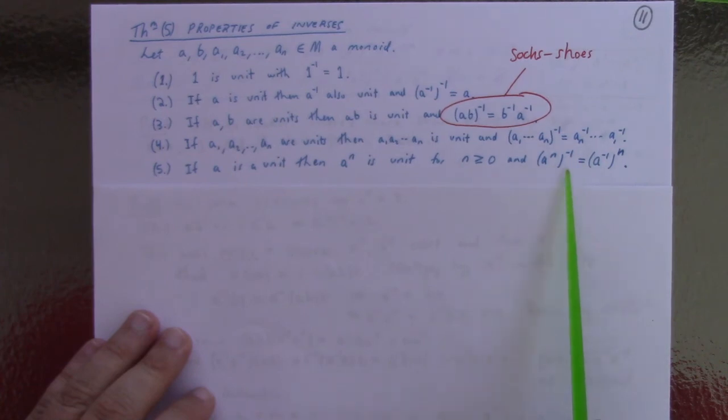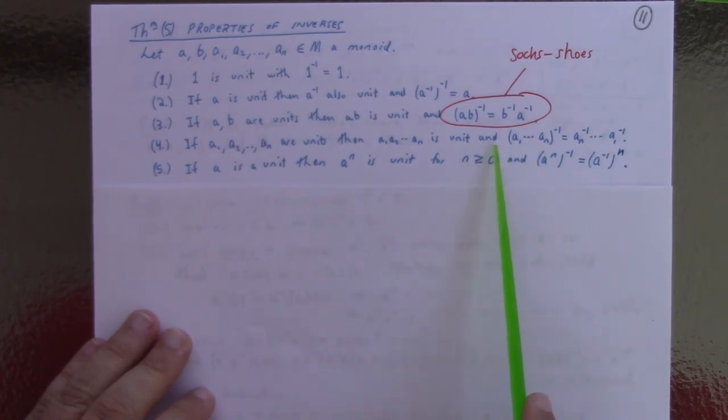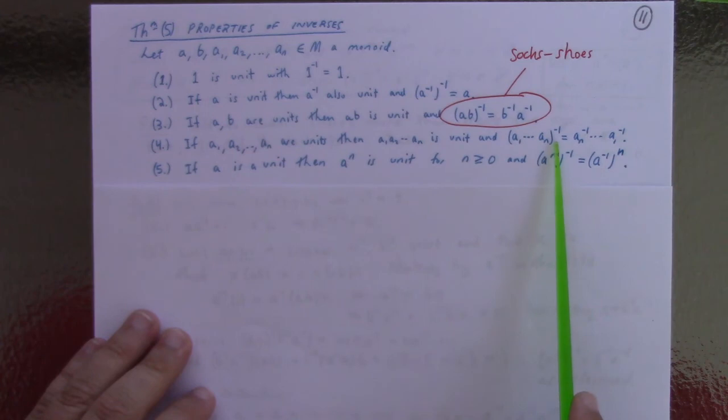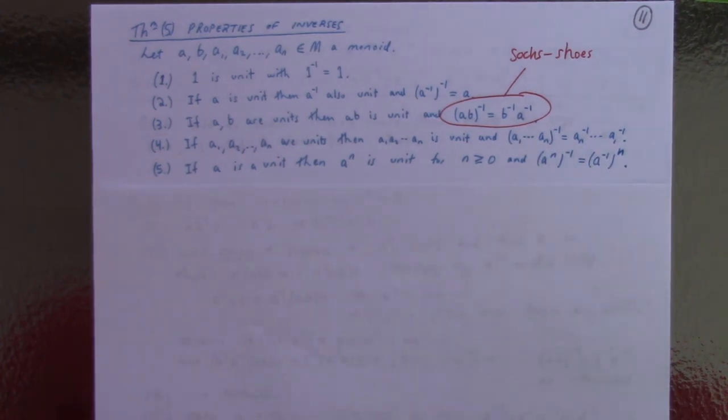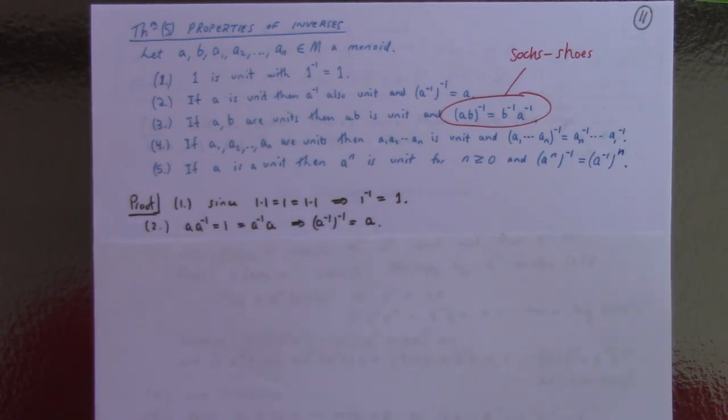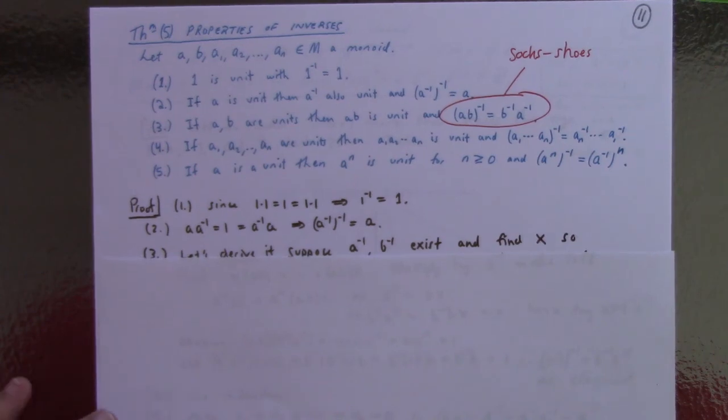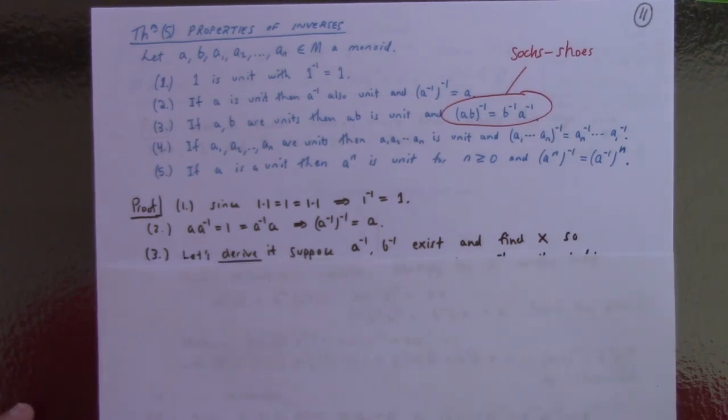Property 5 is nothing more than property 4 with a_1 equal to a_2 equal to ... equal to a_n equal to a. The proof of 1 is just that. The proof of 2 is also basically by definition and staring. 3 is a little more interesting, and I was chastised last year for just proving it and not explaining it, so I'm going to try to derive it here right quick. Suppose A inverse and B inverse exist.